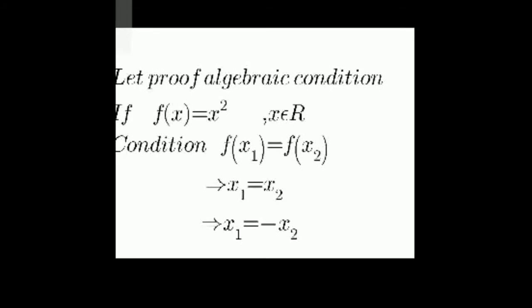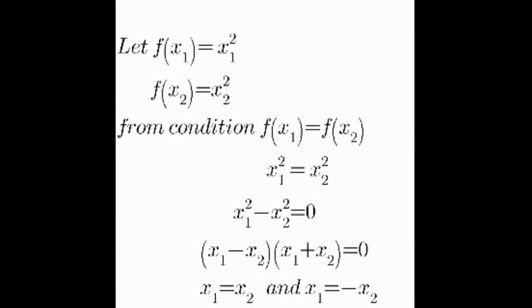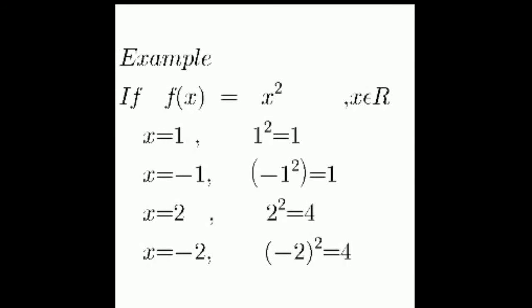Let's suppose f of x is equal to x square. If we put x1, then we have x1 square. If we put x2, then we have x2 square. From the condition, we will get x1 is equal to x2 and minus x2. Similarly, from the domain, we have elements 1, minus 1, 2 and minus 2, and we have range 1 and 4.